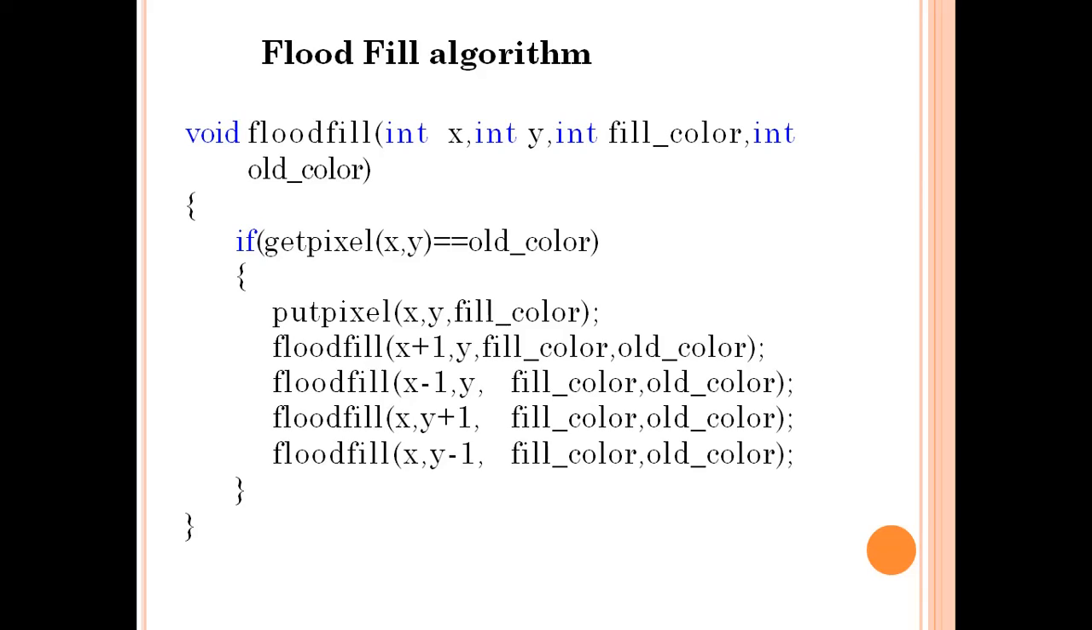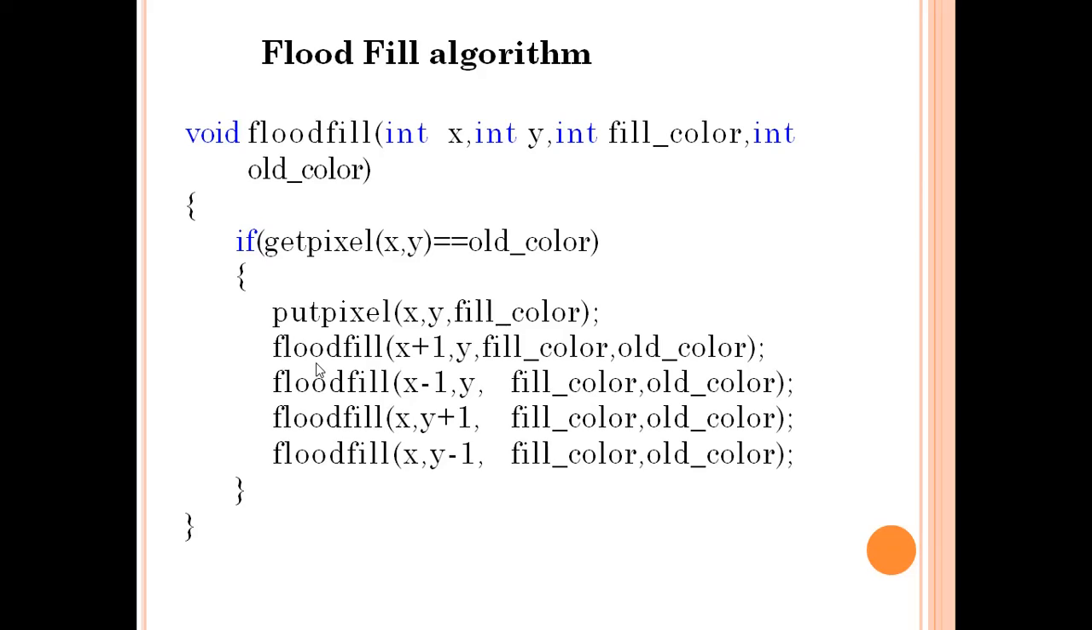And if the pixel is not having old color, if the pixel is having new color, then that particular condition which is present inside the if statement will fail. It will return false. And in that case, this particular part will not get executed. So to execute this part, it is mandatory that the pixel must have old color, and then we can fill that pixel with the new color, and that new color is the fill color.